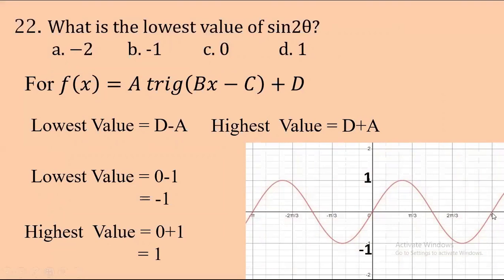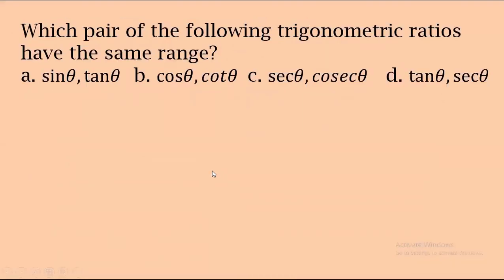From this graph you see the same thing, sine 2 theta. Okay. Which pair of the following trigonometric ratios have the same range? Where will we get the same range? These are combinations of the 6 basic trigonometric ratios. You see sine and tan, same range?